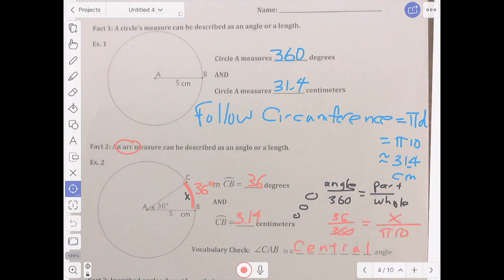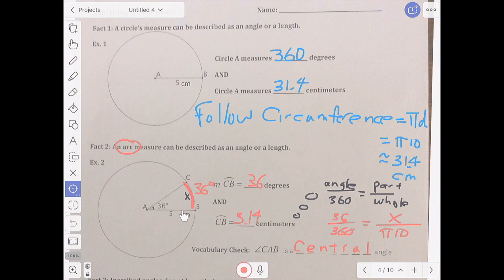So if you follow that through, you can see the 2 different ways we can measure an arc. We can measure an arc, as I did in red, as a degree measure. We could also measure the arc as a length, which in this case would be about 3.14 centimeters after setting up this proportion and cross multiplying. Again, the answer looks right to me.